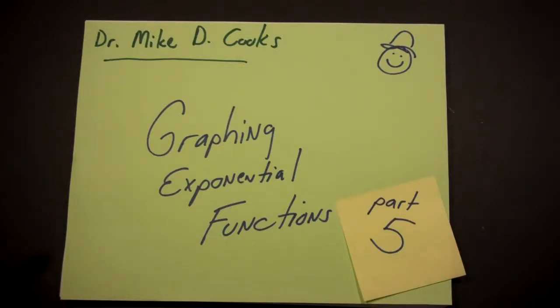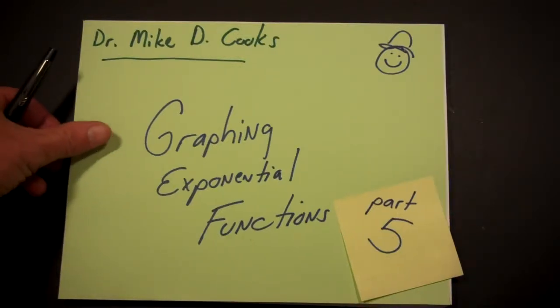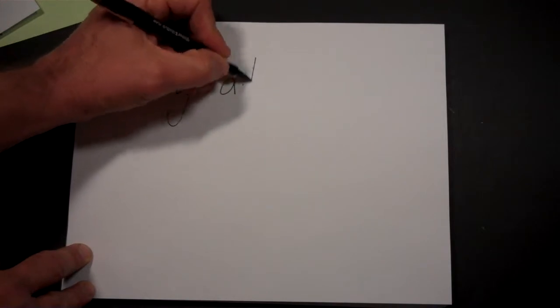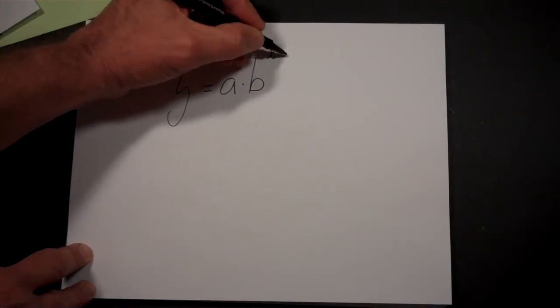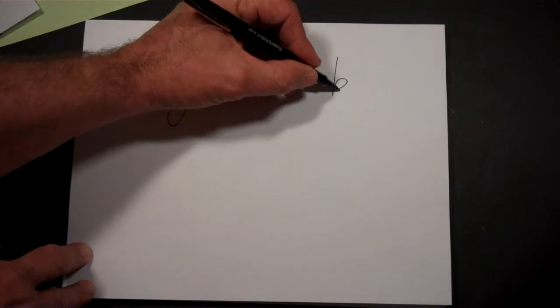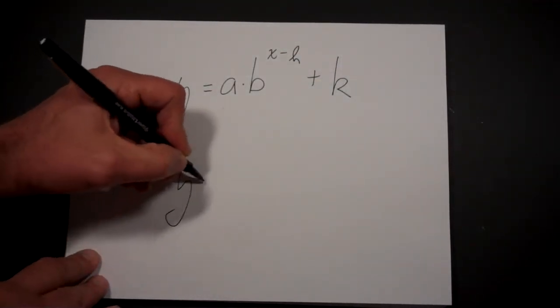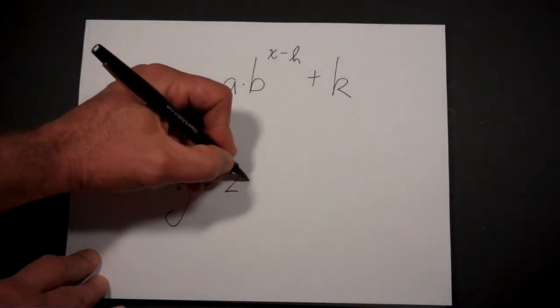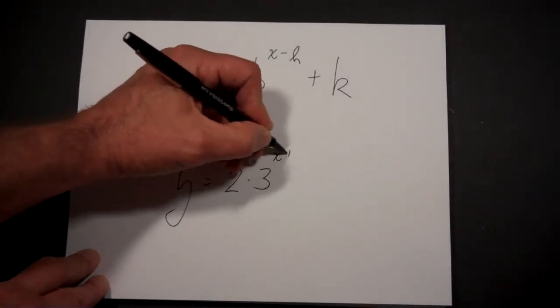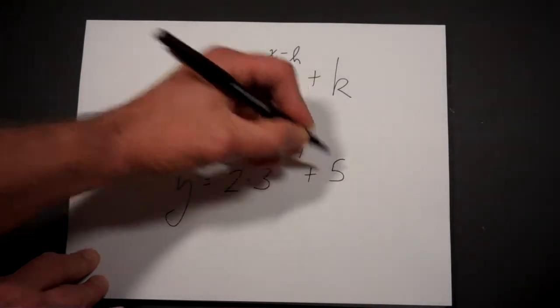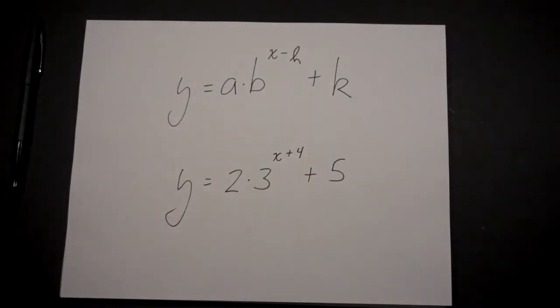This is part 5 in a series of videos on graphing exponential functions. And what we're going to focus on here is graphing exponential functions in the form y = a times b raised to the (x - h) plus k. An example of that would be y = 2 times 3 to the (x + 4) plus 5. Now let's go through and make sure we identify the parts correctly here.